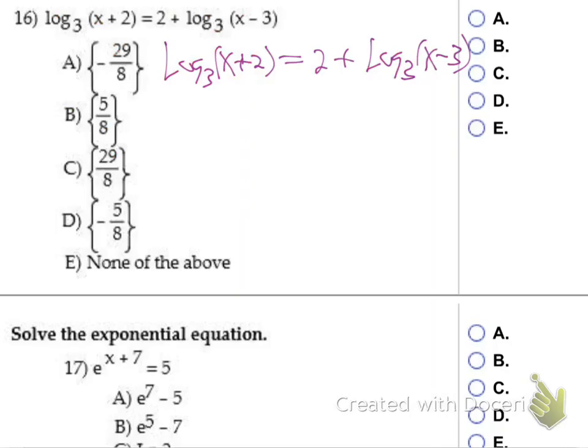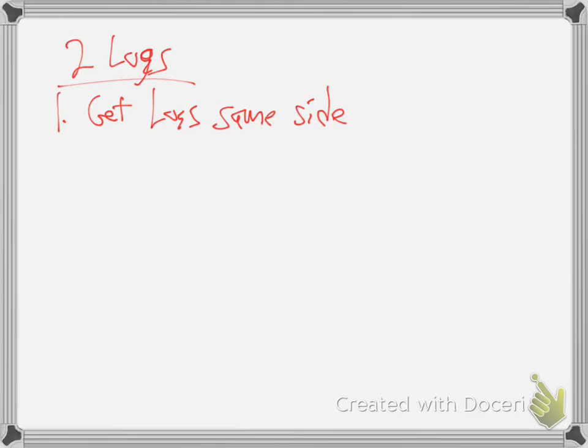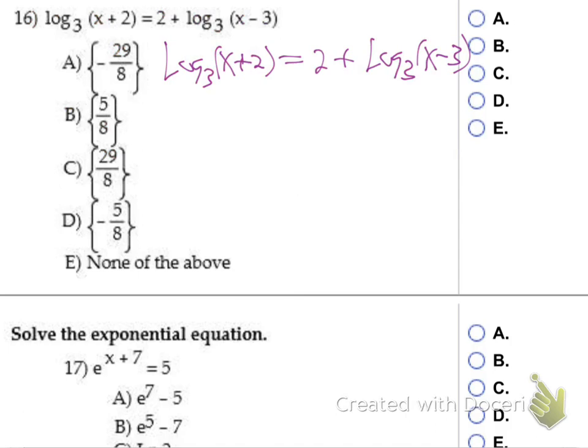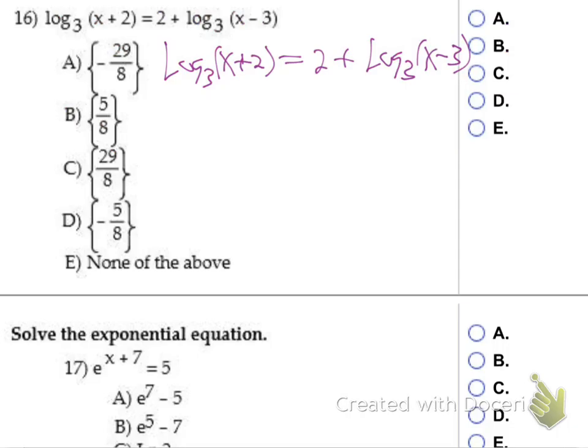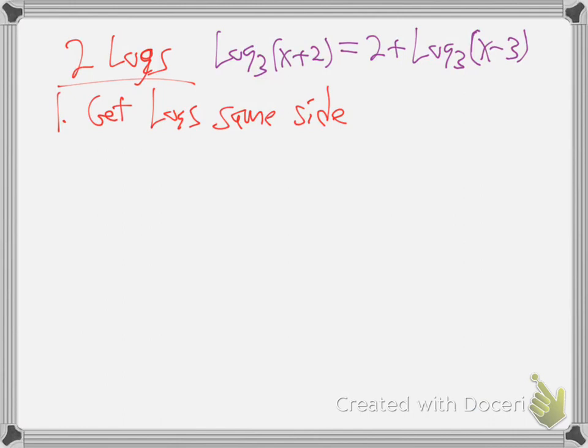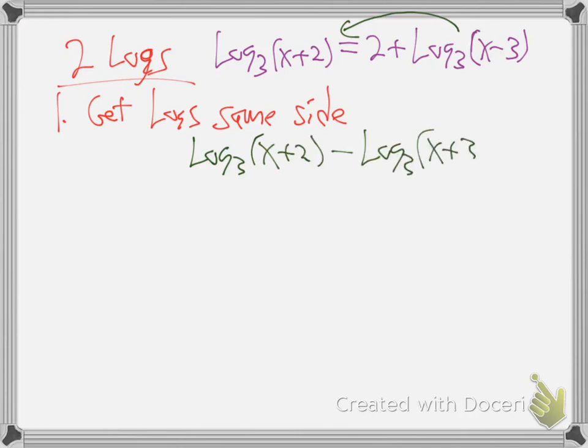So, in fact, why don't I just write it out there? Log base 3 of x plus 2 equals 2 plus log base 3 of x minus 3. Okay, get the logs on the same side. So just jump this log over, so it'll be log base 3 of x plus 2 minus log base 3 of x plus 3 is 2. Get them on the same side.